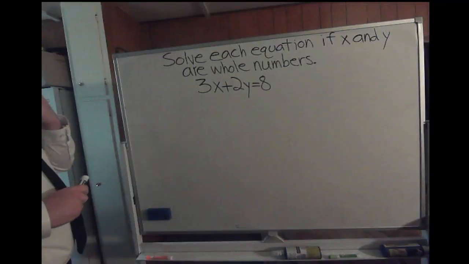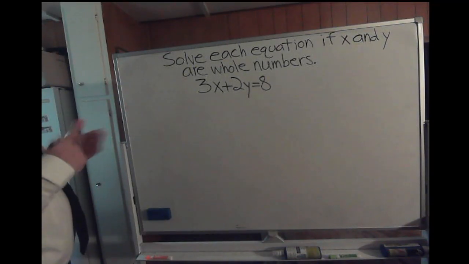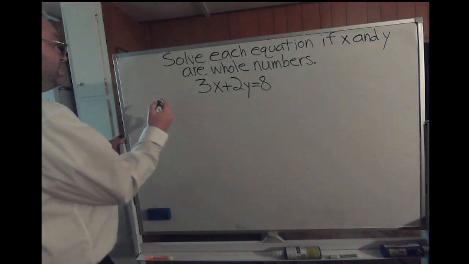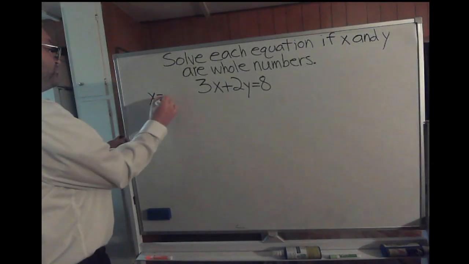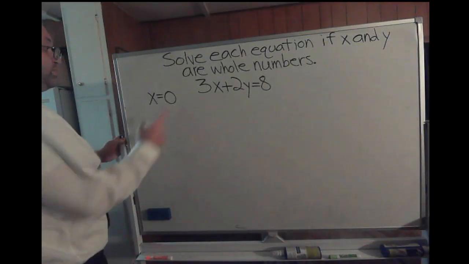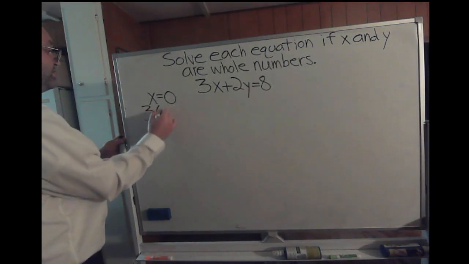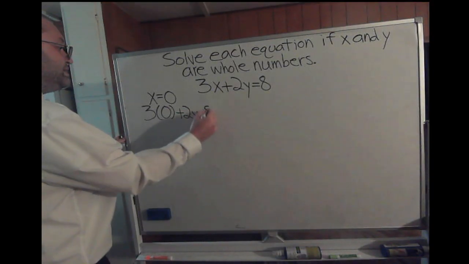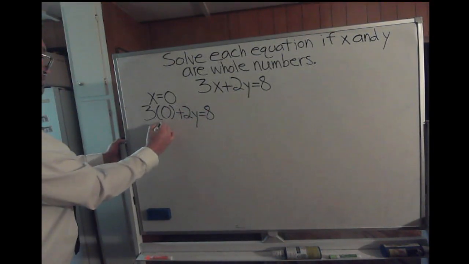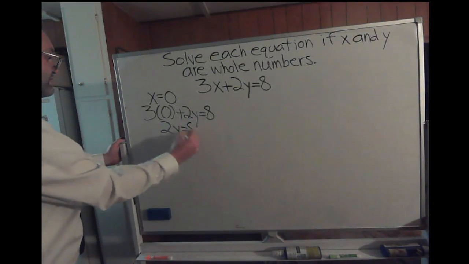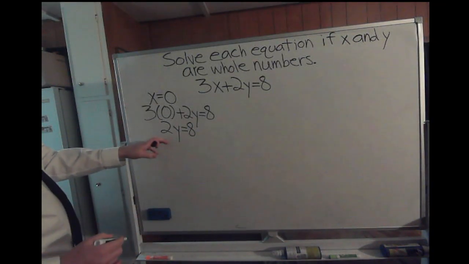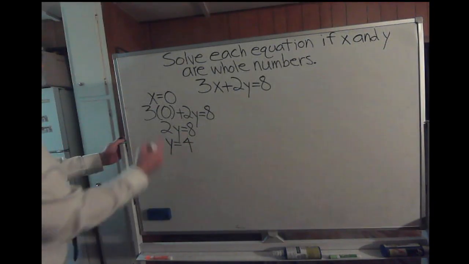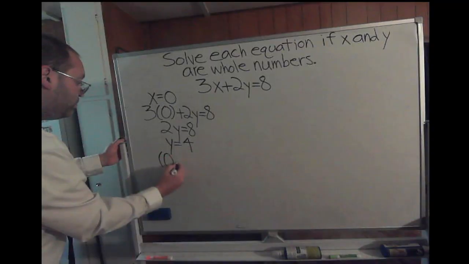Well, let's go ahead here. Let's start like any good place, right? We'll do it when x equals 0. Okay, so you'll take 3 times your x value of 0, which is 0, plus 2 times y, set that equal to 8. Well, 3 times 0 is 0. You're just left with 2y equals 8. Well, you want to get y, so you got to divide both sides by 2. If you do that, you get y equals 4. So when x equals 0, y equals 4.